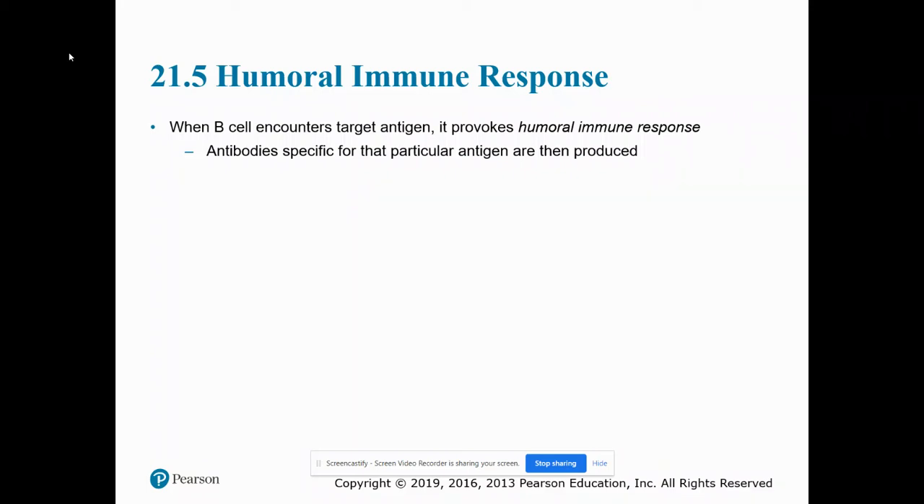All right, so we're going to pick up here. We've been talking about the adaptive immune system, and now we're going to look specifically at humoral immune response. So remember, humoral immune response is going to involve B lymphocytes or B cells. Whenever a B cell does encounter a target antigen, it's going to provoke a humoral immune response. At that point, antibodies for that particular antigen are going to be produced.